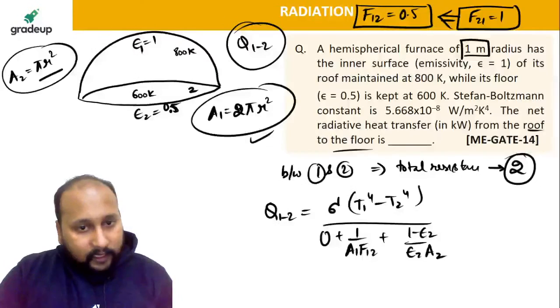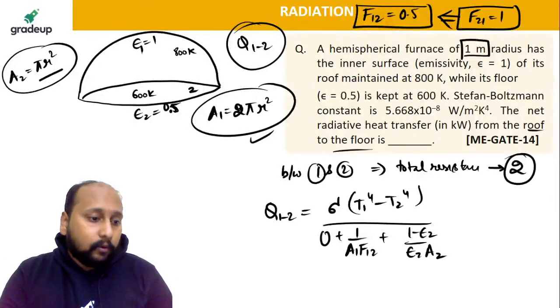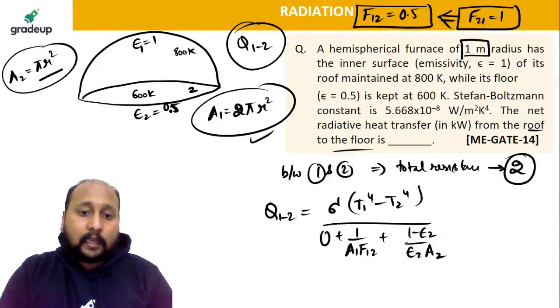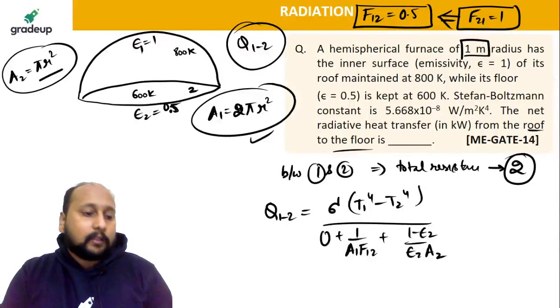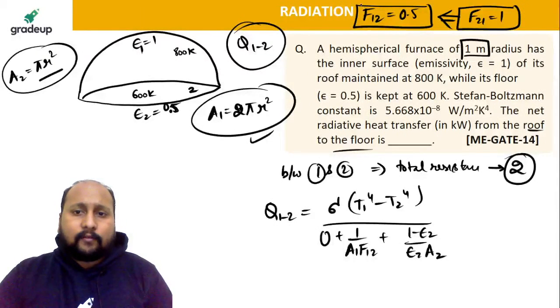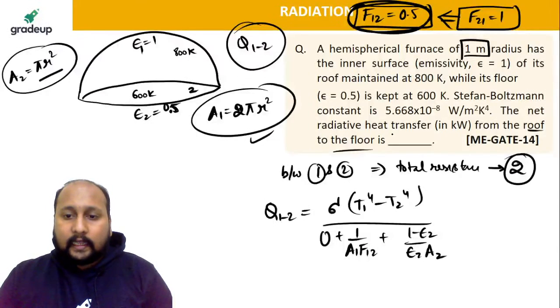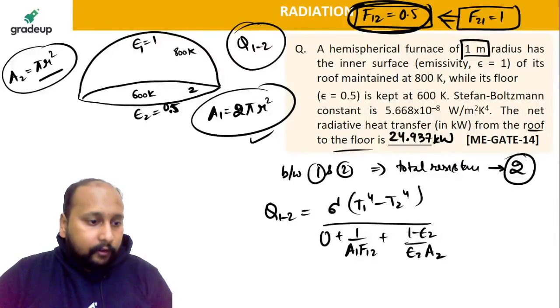Confusion at F12: definitely I would say 60% of students have taken F12 as 1, which is not equal to 1. F12 is equal to 0.5. That is why I've taken up this problem, so that you commit the mistake, understand the mistake, and next time whenever you're solving this question, you won't be committing this mistake. The rest part is very easy. The only tricky part is this F12. Some students have taken F12 as equal to 1, which is not correct. So your final answer is 24.937 kilowatt. Very good, Shivam.